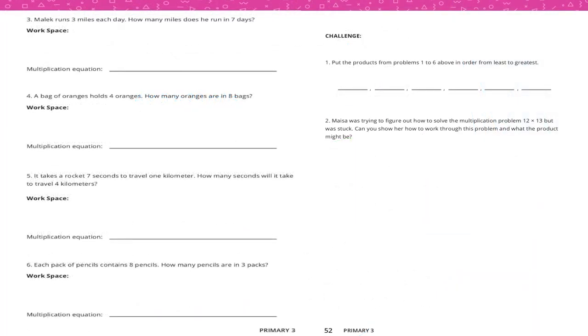Number 3: Malik runs 3 miles each day. How many miles does he run in 7 days? In one day, he runs 3 miles. So in 7 days, 3 miles are repeated 7 times. So it will be 3 times 7 equals 21 miles.